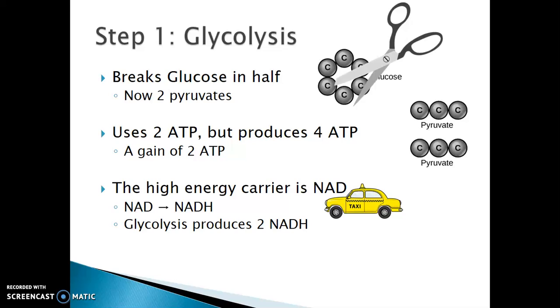During this step, we're also going to make our high-speed taxicab. Here we have NAD, which is an empty taxicab. And once it picks up that high-energy hydrogen from breaking up that glucose, it's going to become NADH. NADH is a high-speed taxicab because it's got hydrogen in it.